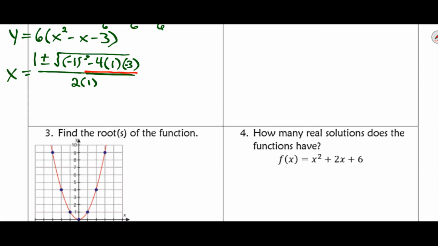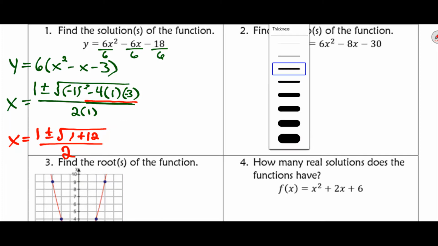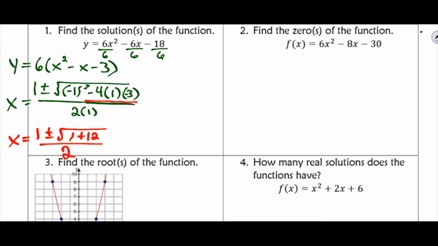-4 times 1 times -3. So that gives me that x is going to be 1 plus and minus the square root of 1. -1 squared is just a +1 plus 12, divided by, actually I'm going to do 3 steps in one. I'm also going to do that bottom part. 2 times 1 is just going to simplify to 2. Okay, so all I did really was simplify a little bit inside of the square root. I did the square of -1, and I multiplied some stuff together. I also simplified the bottom into just 2 instead of 2 times 1.